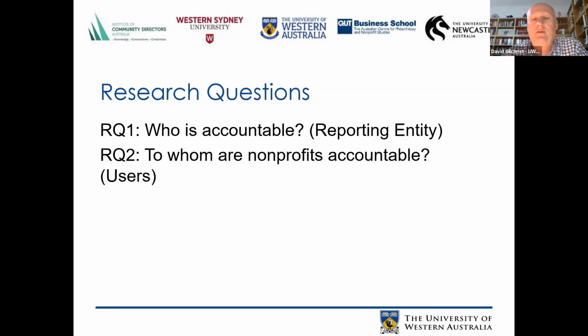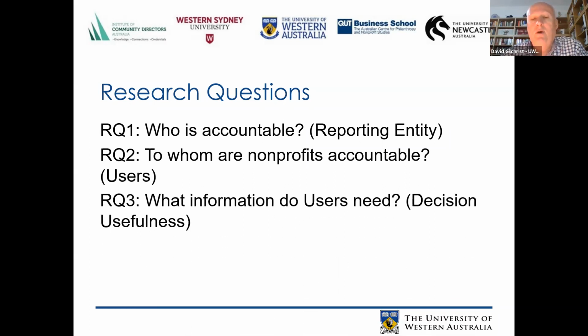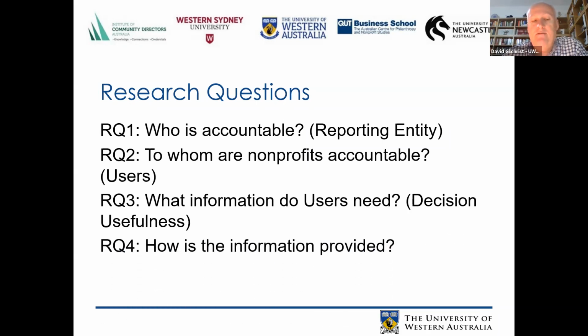Research question 2 focused on to whom are non-profits accountable? In other words, who are the users of those financial reports? And more importantly, perhaps, what information do those users need? In other words, what information is considered decision useful from those users' perspective? And then finally, research question 4 related to the question about how the information is actually provided. And as I say, I'll talk to that a little bit more as we get down the presentation.